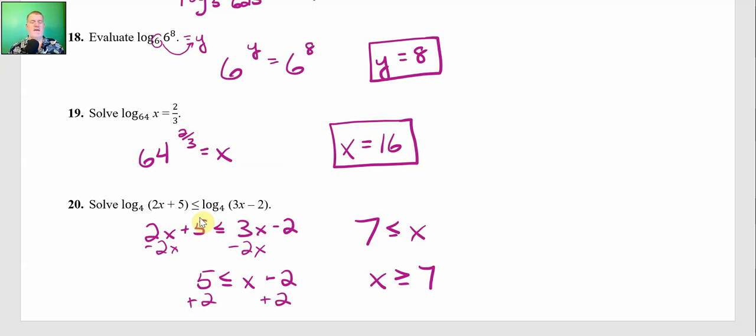And let me just check: 3 times 7 is 21. 21 minus 2 is 19. 2 times 7 is 14, plus 5 is 19. Yeah, that's good. All right, there you go, people.